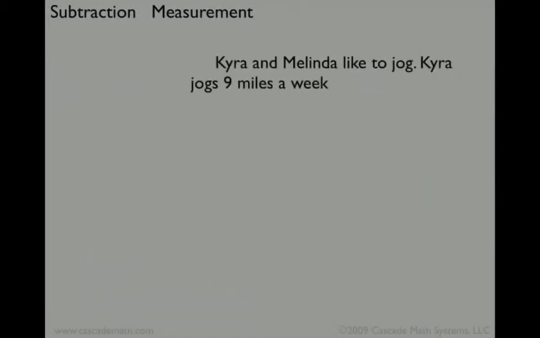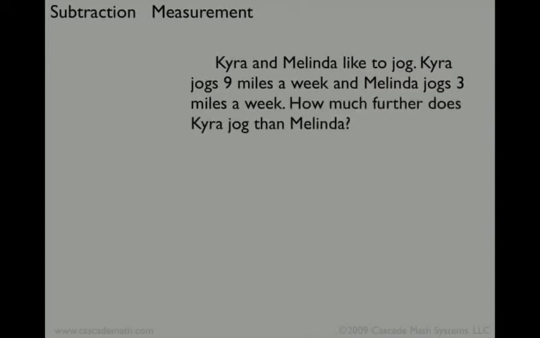Let's try one more problem. This time I'm going to let you work the problem by yourself and we will check the answer when everyone is finished. Remember that after you find the equation to solve the problem, you are to write what the equation tells you in a complete sentence. Kira and Melinda like to jog. Kira jogs 9 miles a week and Melinda jogs 3 miles a week. How much further does Kira jog than Melinda? Remember to raise your hand if you need help from your teacher.